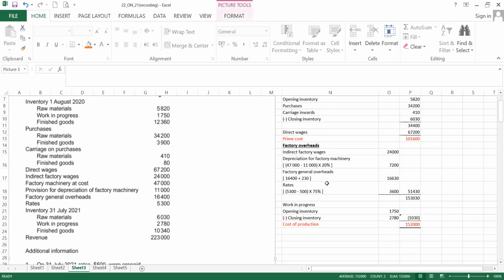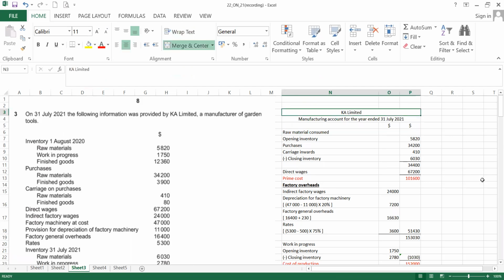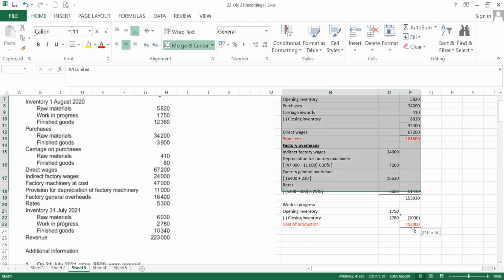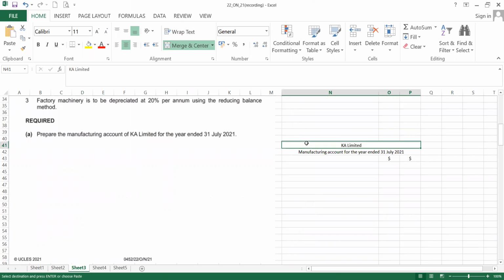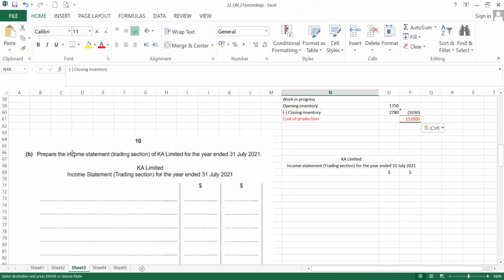Okay, so done for the manufacturing account. Now next, what is the information they asked to prepare? The next one, they asked to prepare the income statement, trading section only. Trading section means start from the revenue and then less cost of sales. Your cost of sales for this question has a bit more items to take note of.